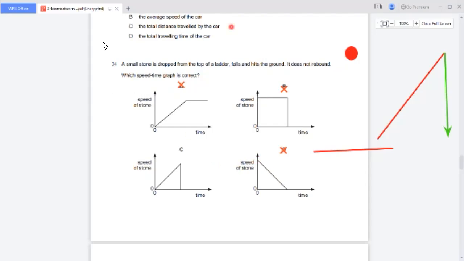Now let's move to part C, and part C is actually similar to our expected graph. So why is it correct? See, it started from 0 and with the passage of time its velocity is increasing, and at this maximum time when it has maximum velocity and it strikes the ground surface, its velocity comes to 0. So that's why it's correct.